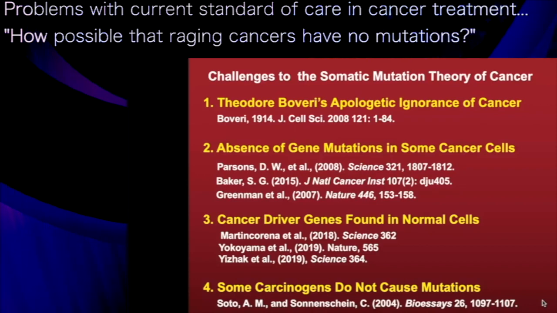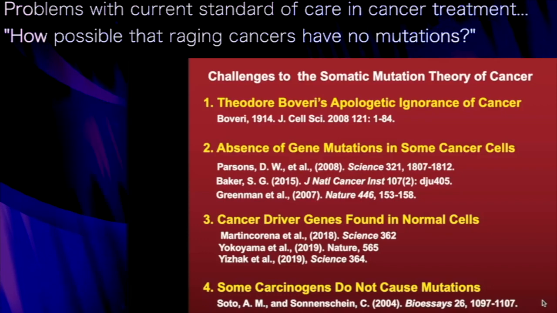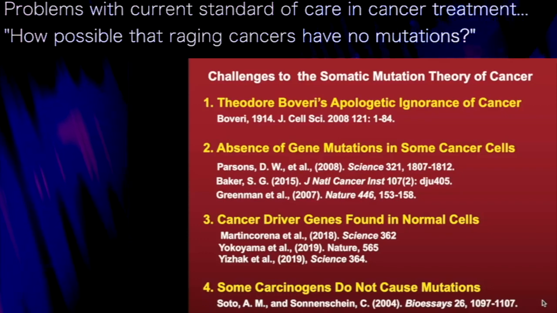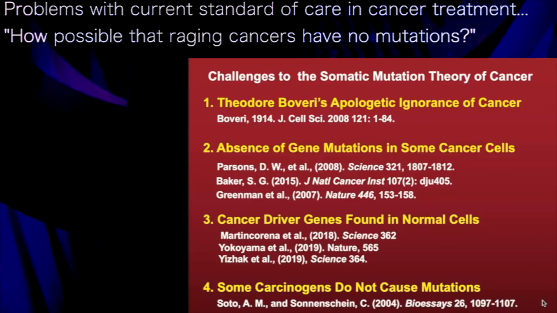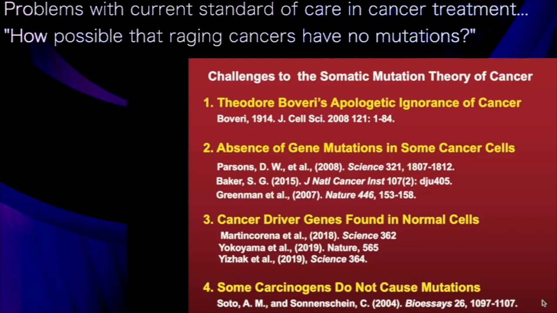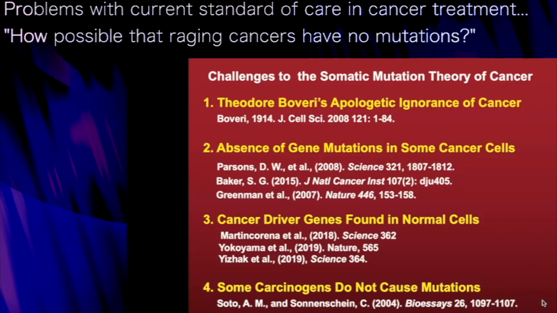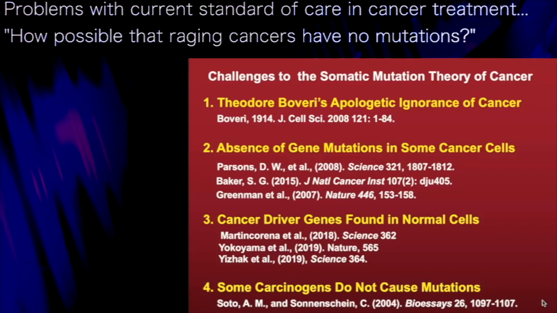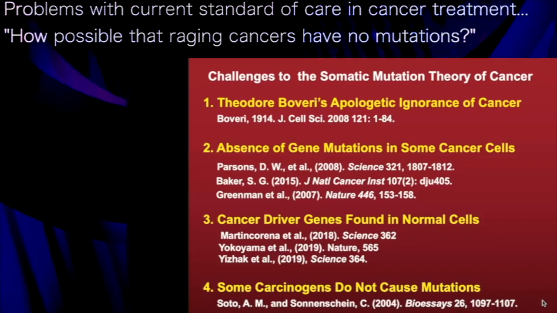How is it possible that some raging cancers have no mutations? The somatic mutation theory has not explained or discussed this at all. There's also carcinogens that we know about that do not cause mutations, such as asbestos and some other carcinogens that are not associated with the development of cancer.